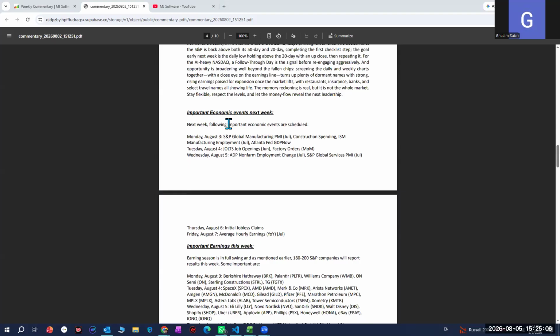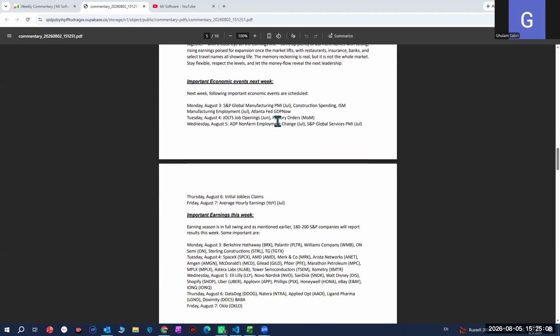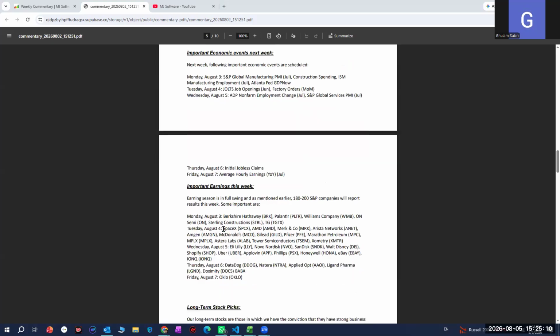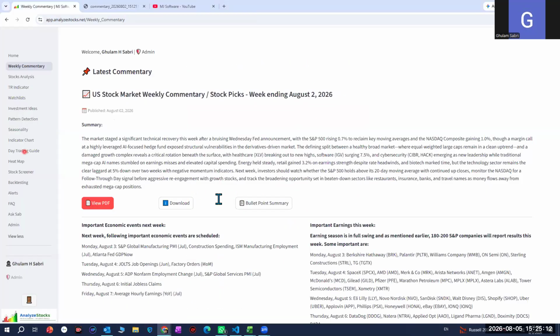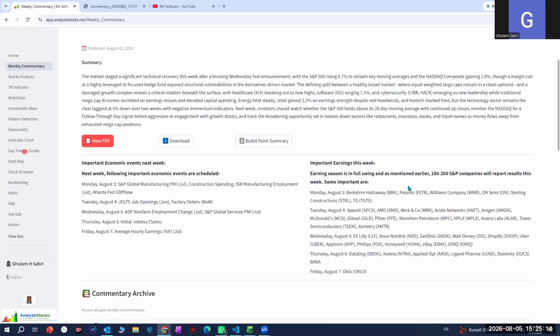Then what are the important economic events and important earnings in the coming week, which is the current week. So if you go back here, we have earnings here. Today, for example, was Thursday. Then we have Baba, Datadog, AAOI, Legend Farm. Sorry, tomorrow is Thursday. Today was Eli Lilly, Sandisk. And Sandisk, by the way, is down by 8% after the earnings announcement.